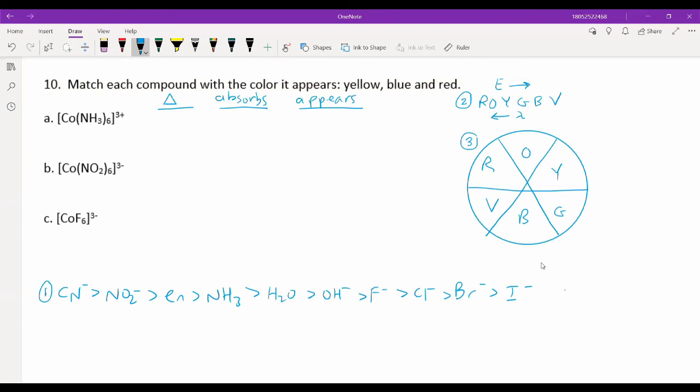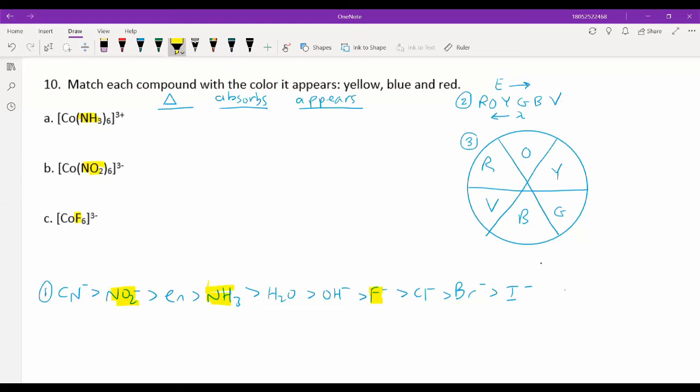So what you do is you are comparing three compounds. Usually these compounds are differing in the ligands, because if there were too many factors, we wouldn't be able to tell. So what we have here is we have ammonia ligand or amine, we have the nitro or NO2 minus, and fluorine or fluoride. So if we look on our spectrochemical series, then we want to basically figure out where those ligands are respectively.